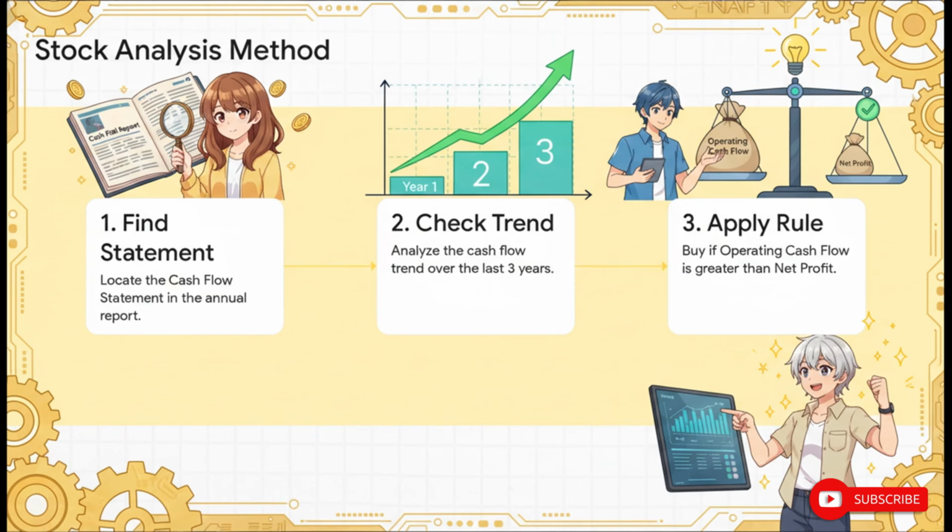Second, and this is key, don't just look at 1 year. You want to see the trend over the last 3 years at least. Is their cash growing? Is it consistent? And third, you just apply our golden rule. Is their operating cash flow consistently bigger than their net profit? If you can say yes to all that, you could be looking at a fantastic investment.